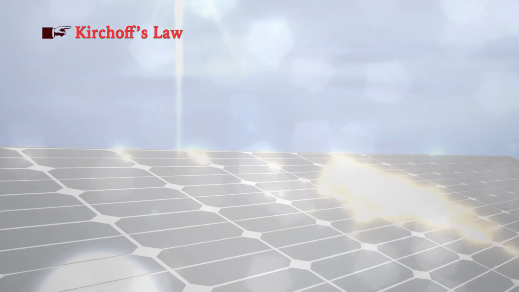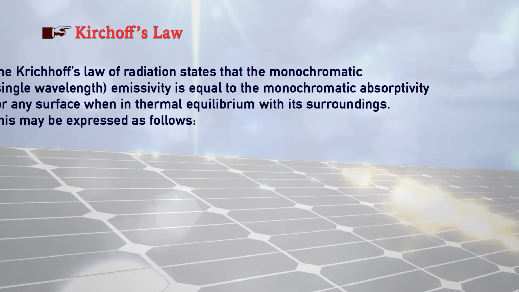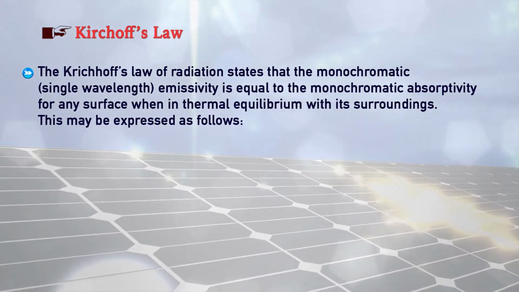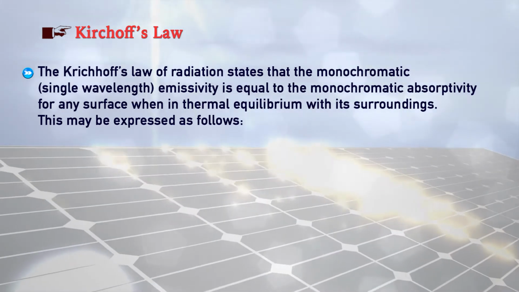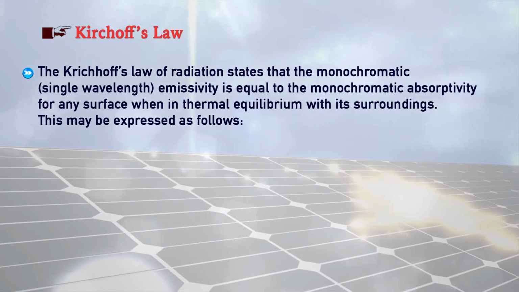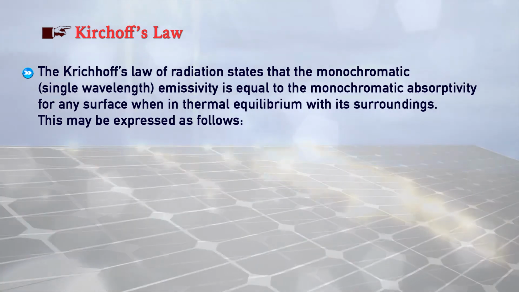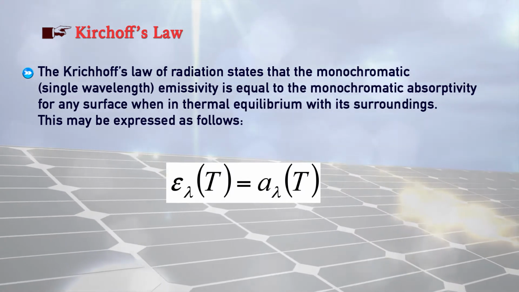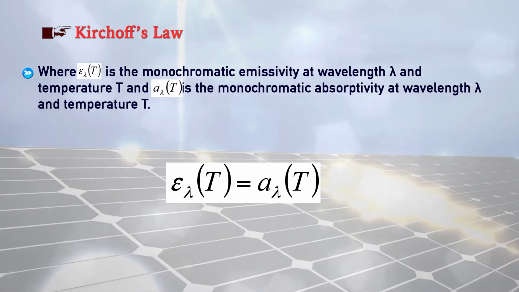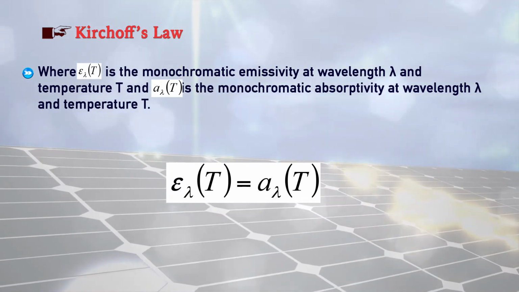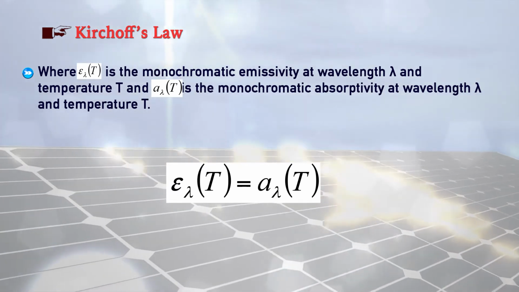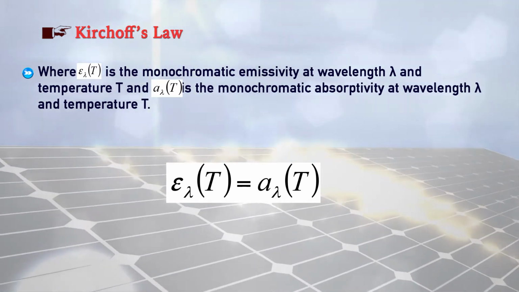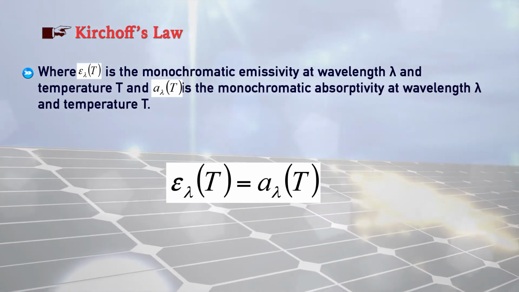Now we have to understand Kirchhoff's law of radiation. Kirchhoff's law of radiation states that monochromatic emissivity is equal to the monochromatic absorptivity for any surface when in thermal equilibrium with its surrounding. This may be expressed by this formula, where first part is the monochromatic emissivity at wavelength lambda and temperature T, and second part is the monochromatic absorptivity at wavelength lambda and temperature T.